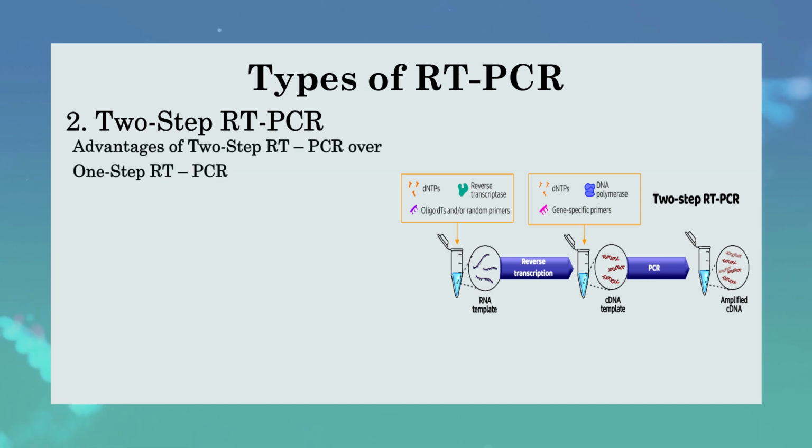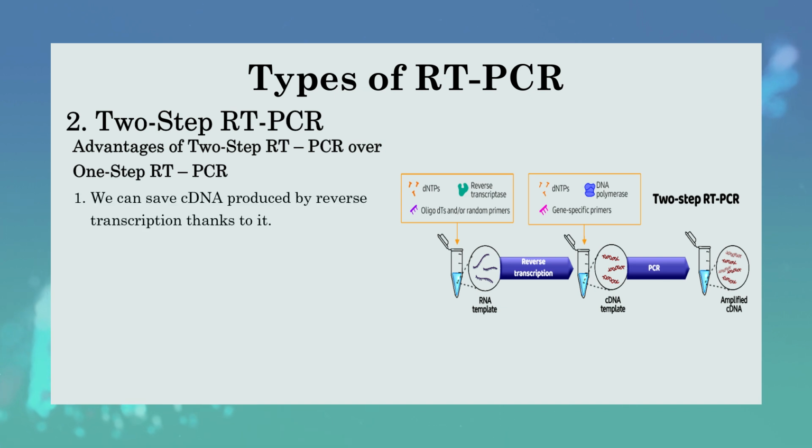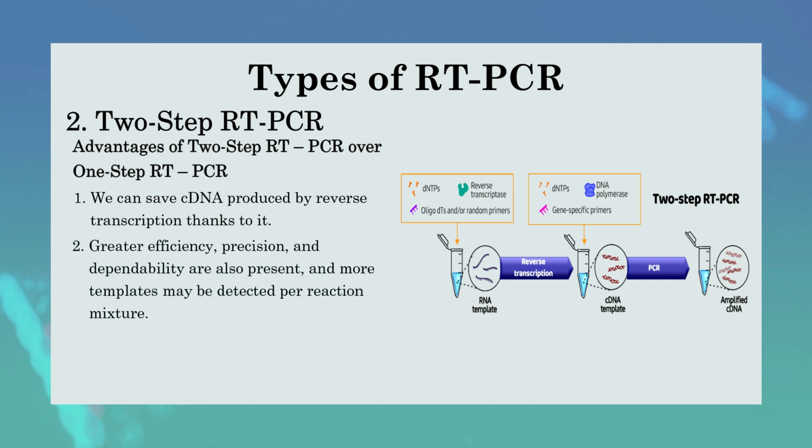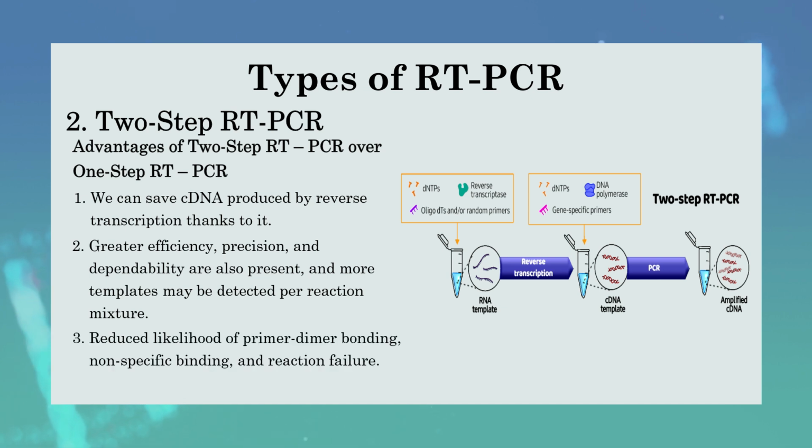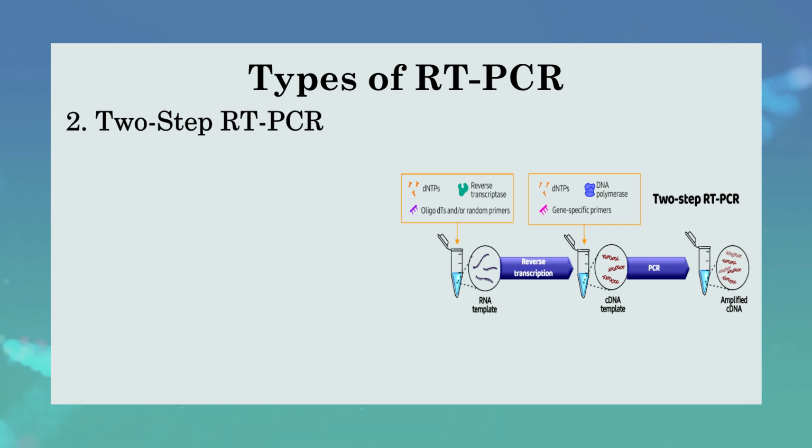Advantages of two-step RT-PCR over one-step RT-PCR are: number 1, we can save cDNA produced by reverse transcription. Number 2, greater efficiency, precision, and dependability are also present, and more templates may be detected per reaction mixture. Number 3, reduced likelihood of primer-dimer bonding, non-specific binding, and reaction failure.